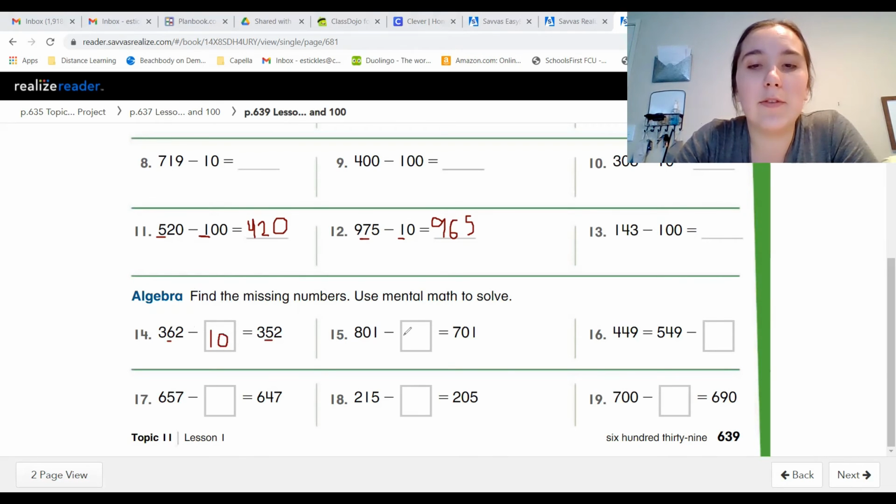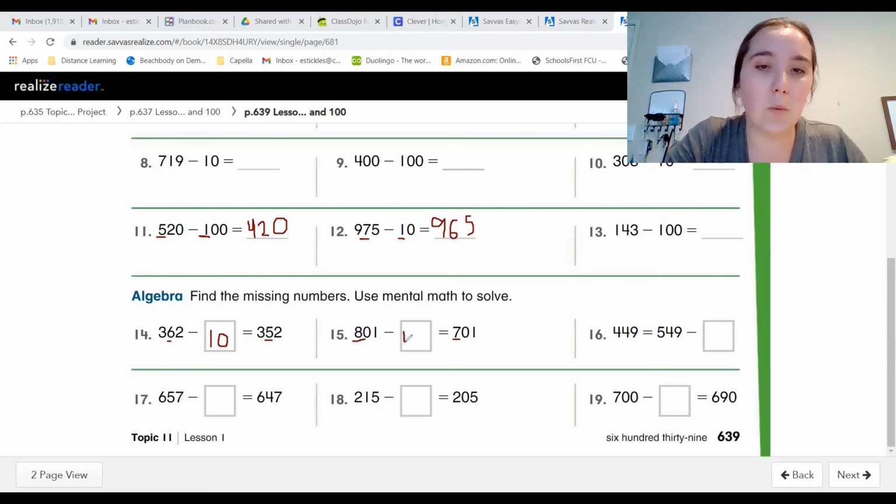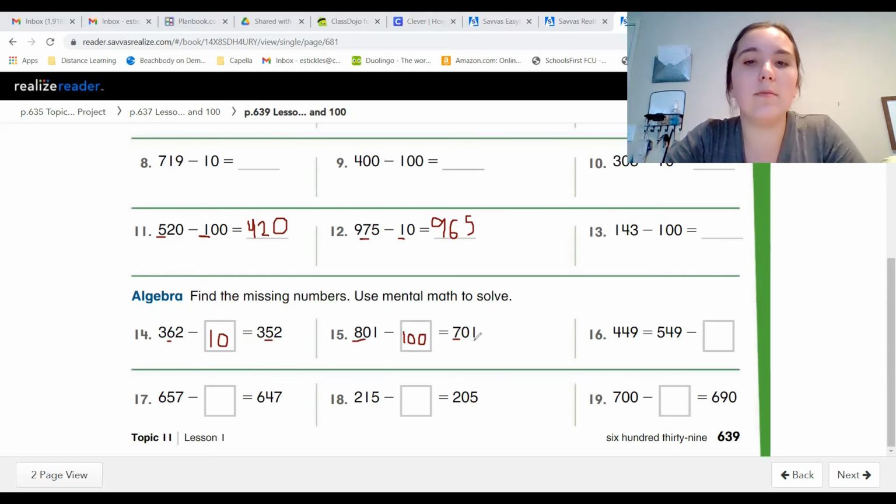I want you to try number 15, see if you can figure out what they subtracted, pause, solve it, and come back to me when you're ready, and we'll double check. Okay, we had 800s, and now we only have 700s. Our tens and our ones didn't change though, only our hundreds did. So we had 800 and we went down to 700. Well, I know 8 minus 1 equals 7, so it looks like they took away 100. So 801 minus 100 equals 701. Let's look at number 17.